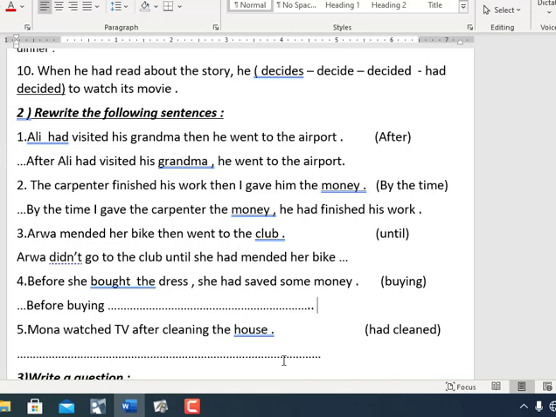We will complete the sentence. Mona watched TV after cleaning the house. So had cleaned. What happened first? Yeah, here we have after cleaning and use had cleaned. So we will put here the subject. So it will be Mona watched TV after she, the subject will be she, as Mona is a girl, she had cleaned the house.